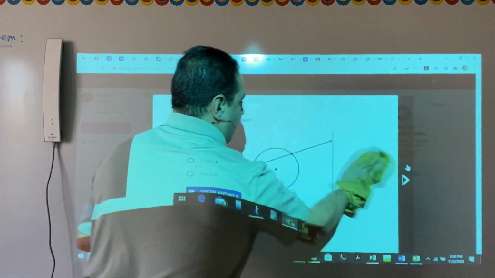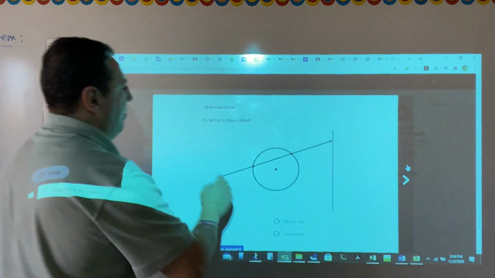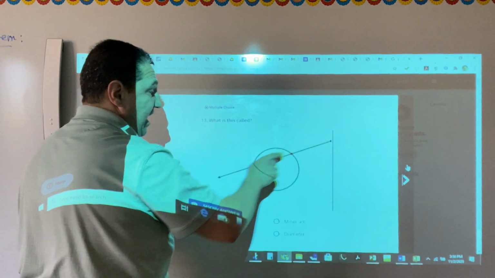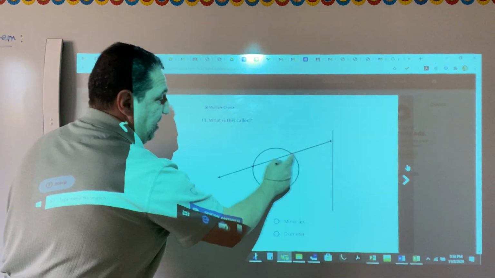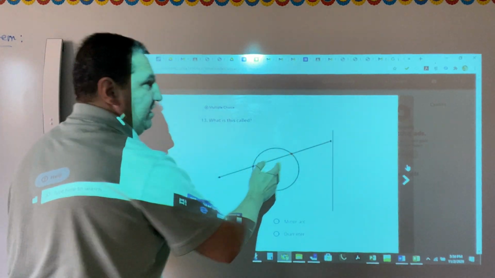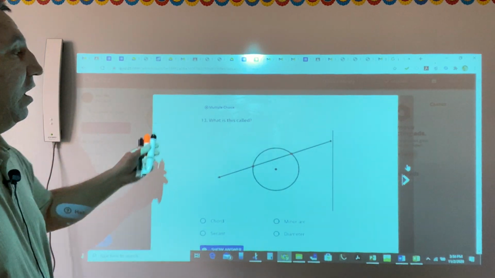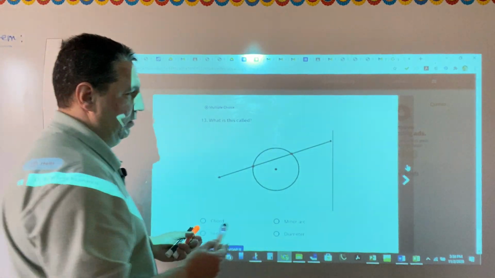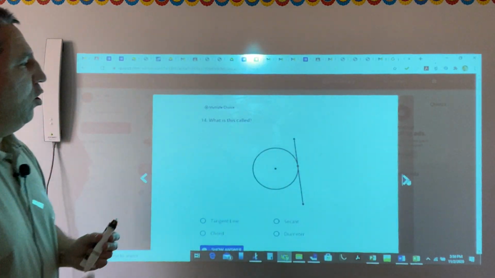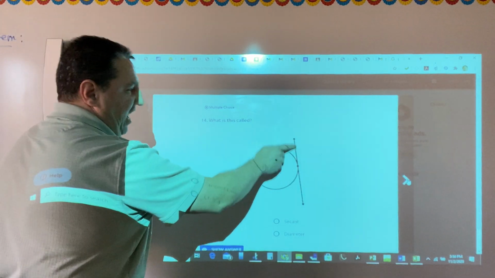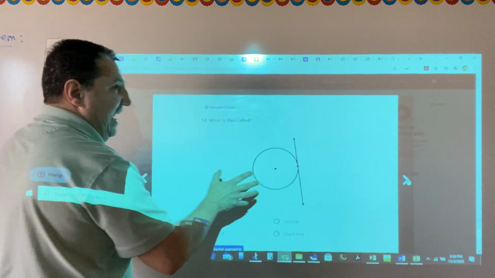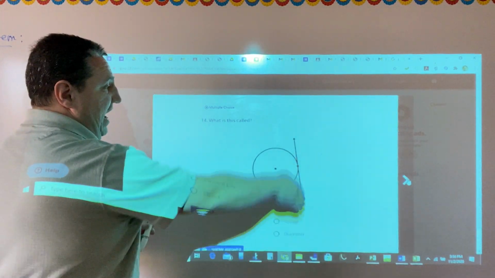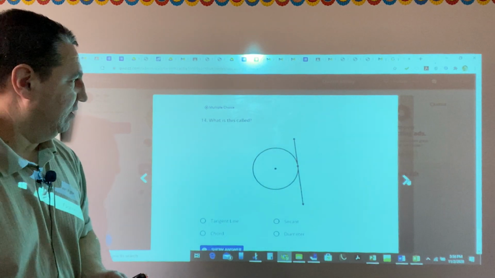Now, what is this called? Remember, this is a line this time that intersects a circle in two different points. So, such a line is called a secant. What is this called? It is a line that intersects a circle at exactly one point, called the point of tangency. That's why this line is called a tangent.